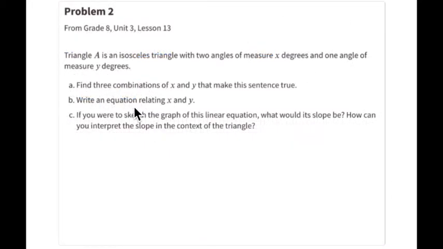Problem number 2, in which you have a triangle that's an isosceles triangle. So with 2 angles that measure x degrees, so it's an equal number of degrees. So 2 angles are an equal number of degrees called x, and 1 angle is y degrees. So the remaining angle is going to be y degrees. And so find 3 combinations of x and y to make this sentence true. Write an equation, sketch a graph.